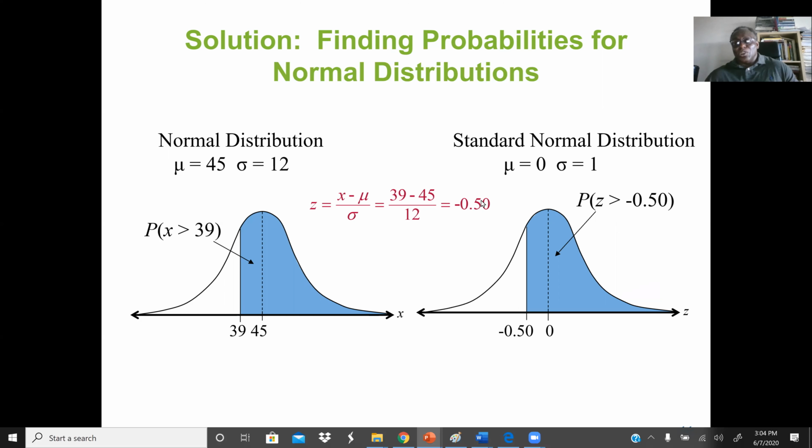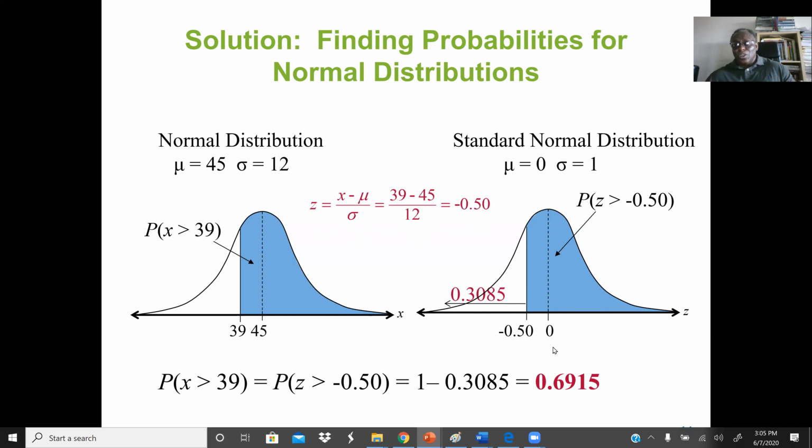So if it's negative 0.5, our next step is to go to the standard normal table to find the p. When we look at the p value from the table, we get 0.3085. Since it's the greater section, the value we get from the table is from left to the value, but we're looking from the value to the right. So we have to subtract the answer from 1, because we know the total area under the curve is 100%, which is 1.